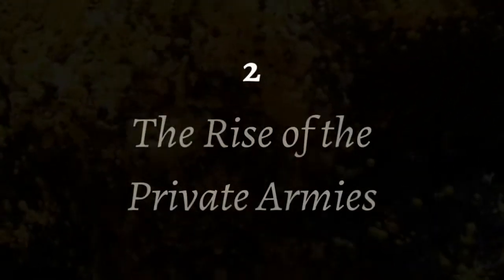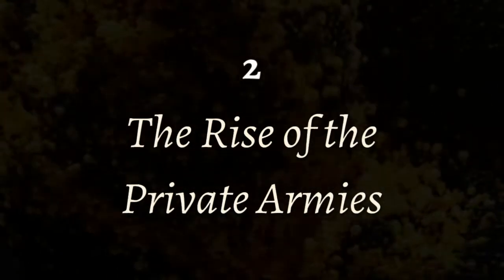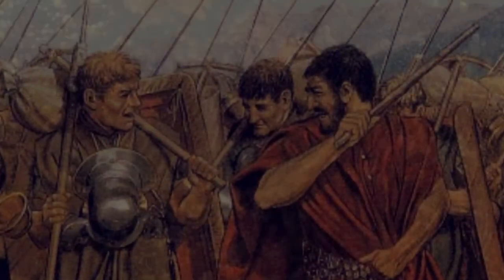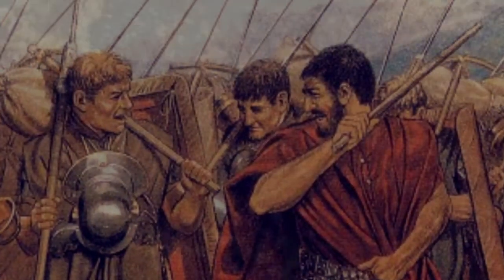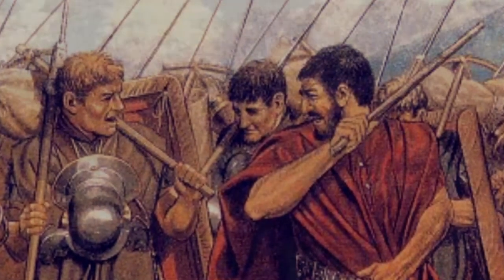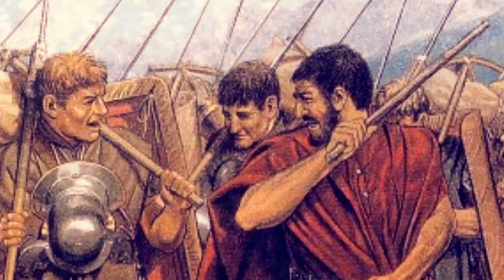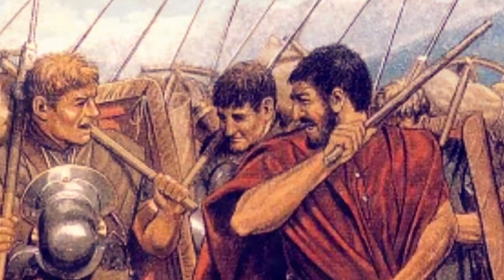2. The rise of private armies. When the oligarchy failed to resolve the military problem, Roman generals, specifically Gaius Marius and Cornelius Sulla, recruited private armies more loyal to themselves than to the state. In addition to the draft, they recruited landless poor citizens by offering them bounties and land upon discharge.